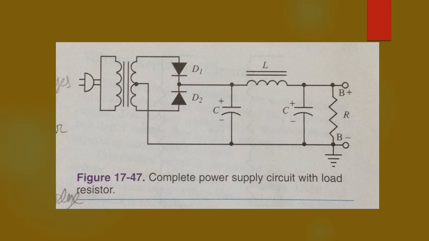Load resistor. To complete the basic power supply circuit, a load resistor is connected across the supply, figure 17-47 on your screen. This resistor serves three important purposes. First, the load resistor serves as a bleeder. A bleeder allows charged capacitors to drain.